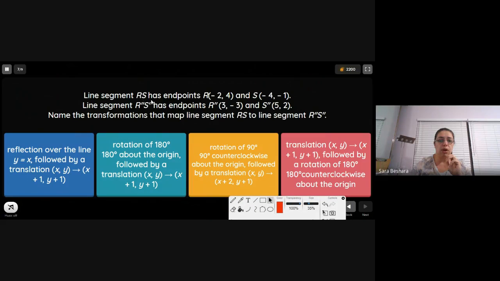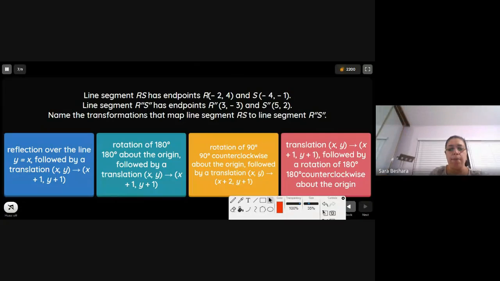It says line segment RS has endpoints R equal to (-2, 4) and S equal to (-4, -1). Line segment R double prime, S double prime has these coordinates. That means there are two transformations because there's a double prime. Name the transformations that map line segment RS into R double prime, S double prime. Now, you see we have 4 different options. Sadly, there's nothing we can do other than carry out each of the transformations and see which one will get us from (-2, 4) to (3, -3). Let's try the first one. It says a reflection over the line y equals x, followed by a translation.